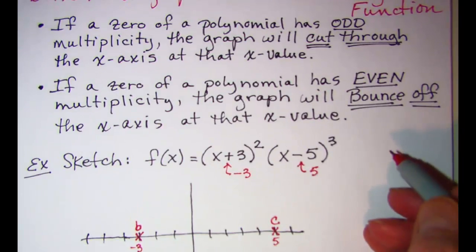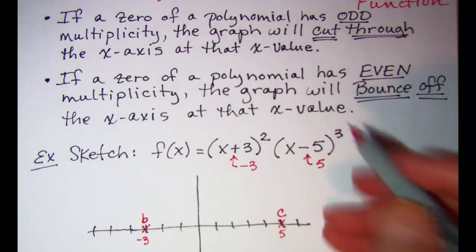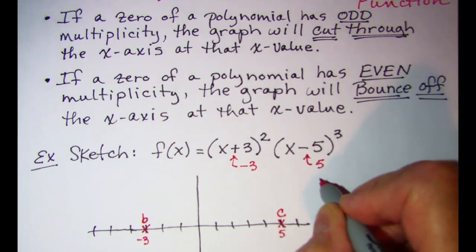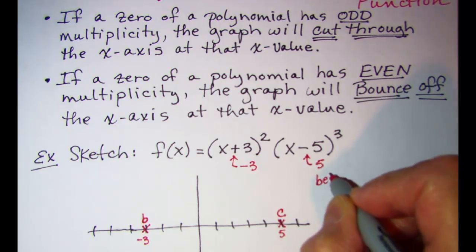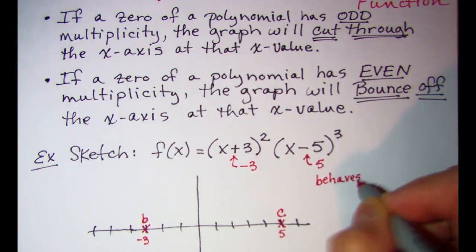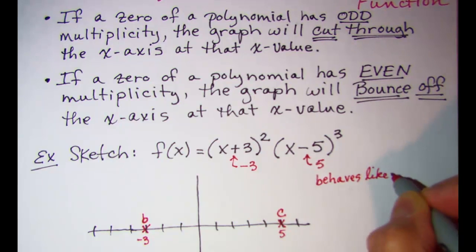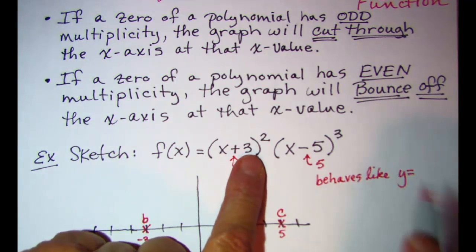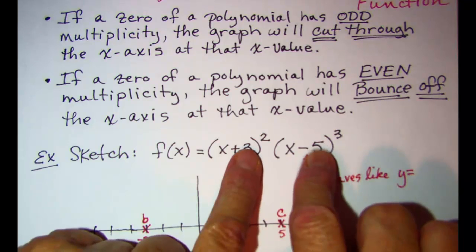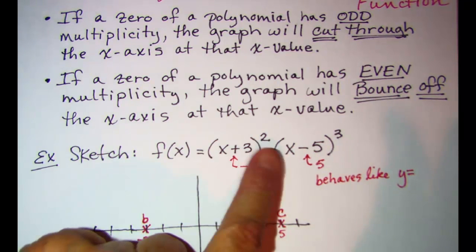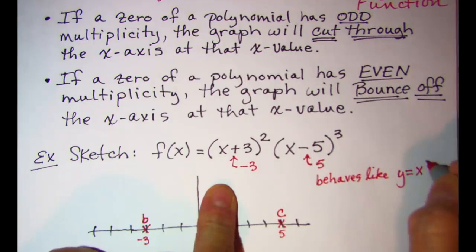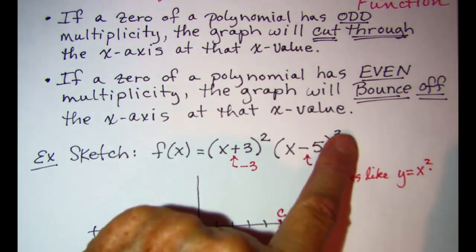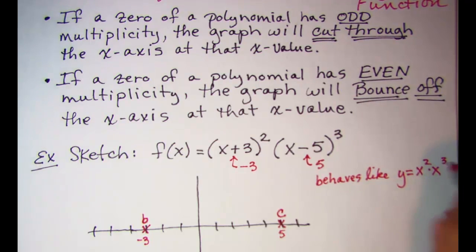Then also, whenever you're sketching a graph, you want to look at your end behavior, and this one behaves like y equals, and for my end behavior, I'm going to basically ignore these numbers here, and so x to the second power times x to the third power. So my graph behaves like y equals x to the fifth power.